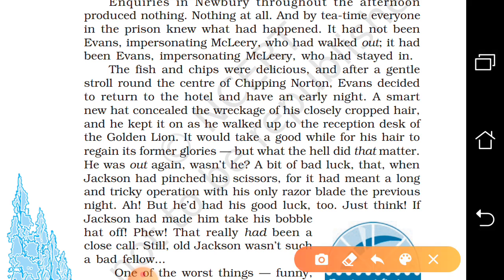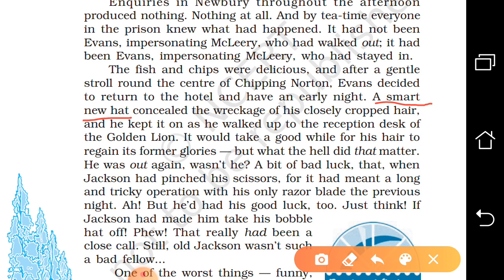And in order to cover his hair, what did he do? He wore a new hat, a smart hat that has hidden the damage caused to the hair and all. He applied hair only to make a beard just like that of McClary. Now it is removed. It would take a good while for his hair to regain its former glories. Actually, he had long hair, so that was discussed in the beginning, that he cut it short like that of McClary.